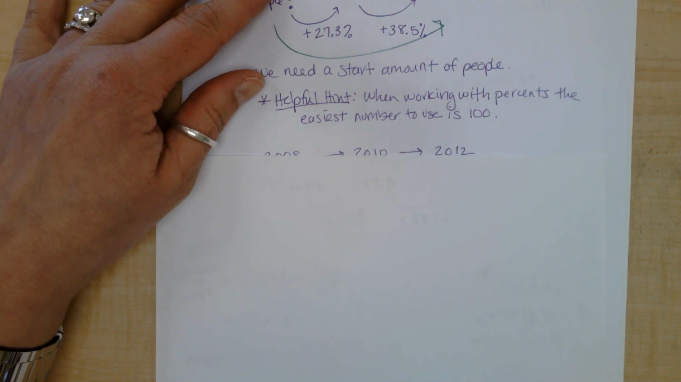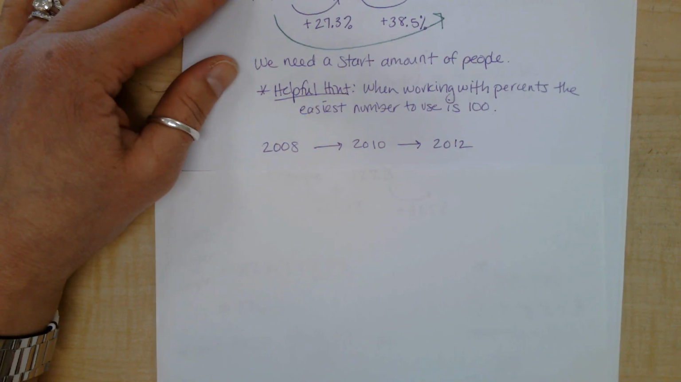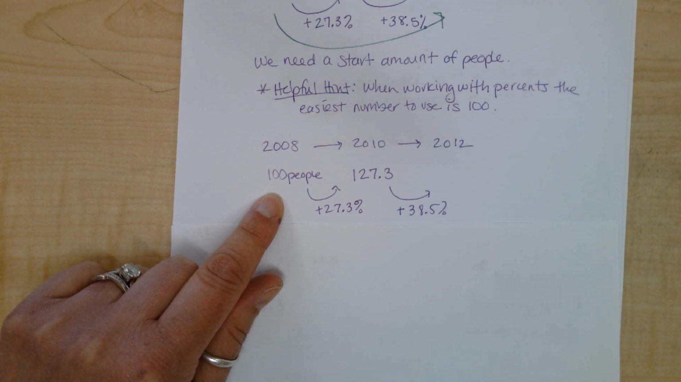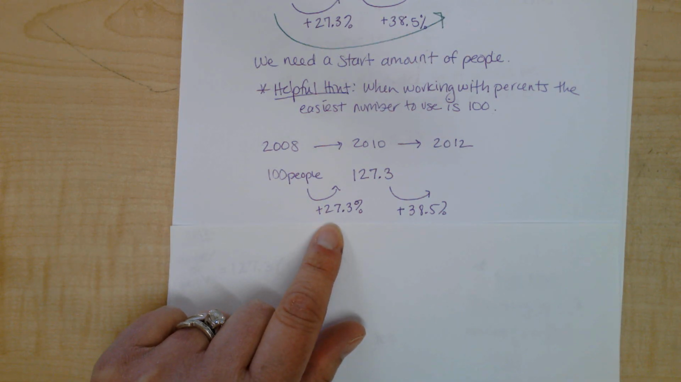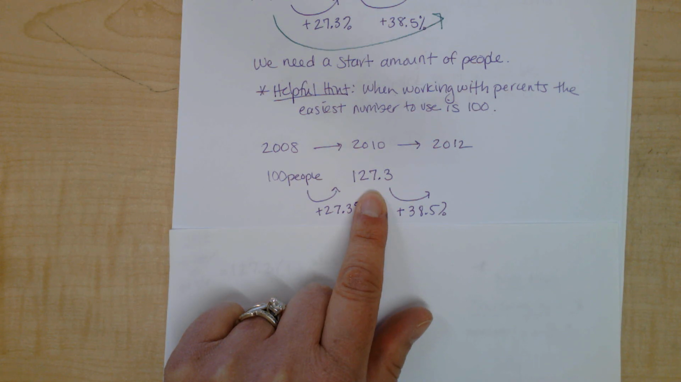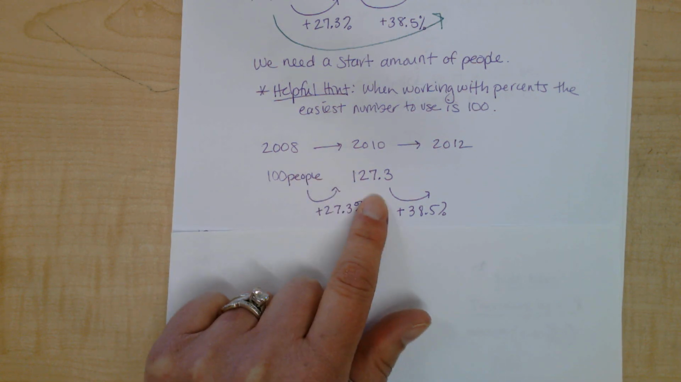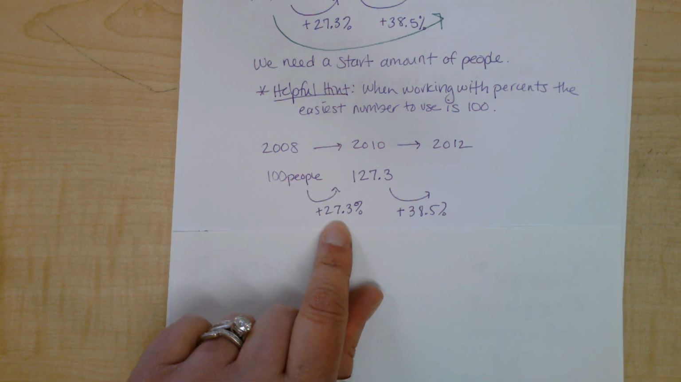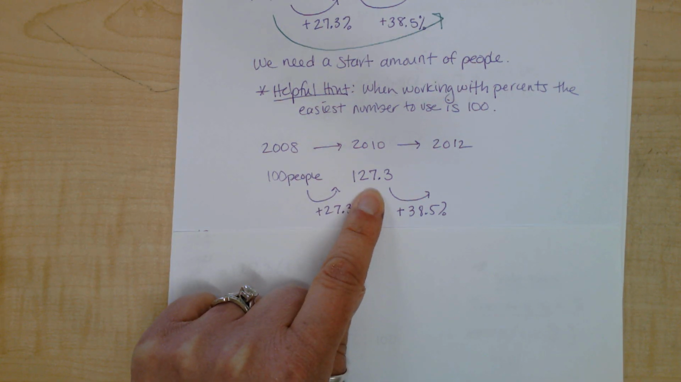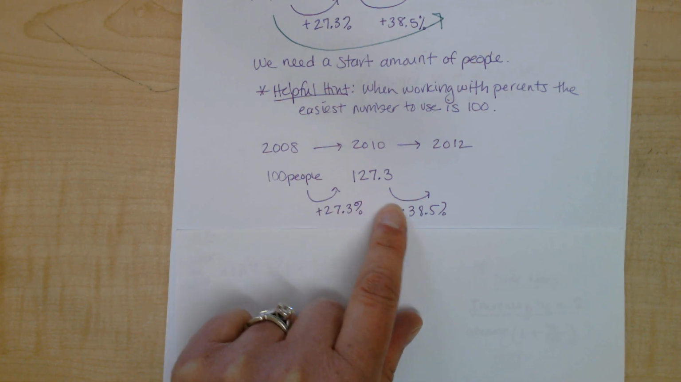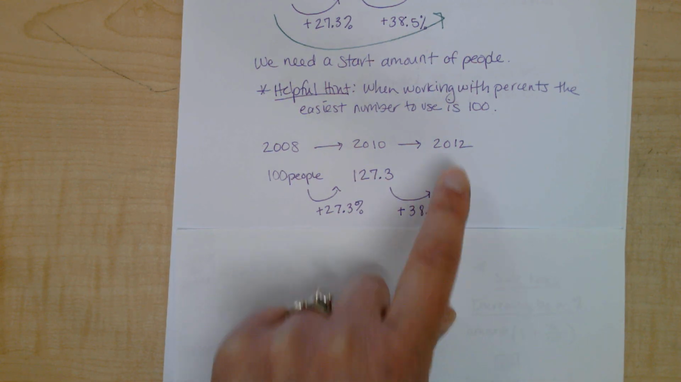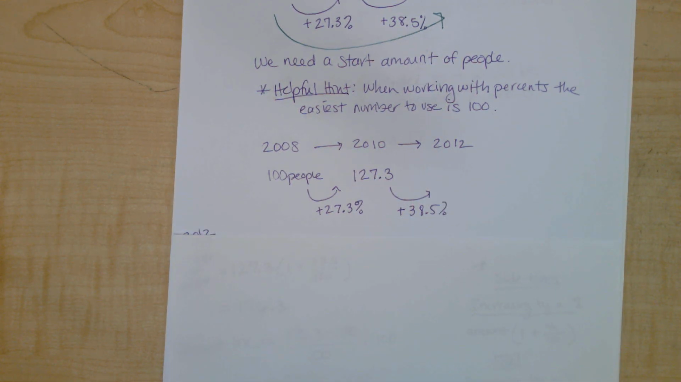So let's start over here. 2008 to 2012. I'm starting with 100 people. If I increase that by 27.3%, I'm going to get 127.3. That's what I mean by it's simple, because all you have to do is add. Now I need to do another increase. So now I need to increase it by 38.5%.